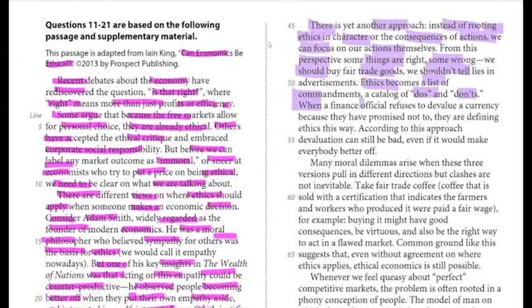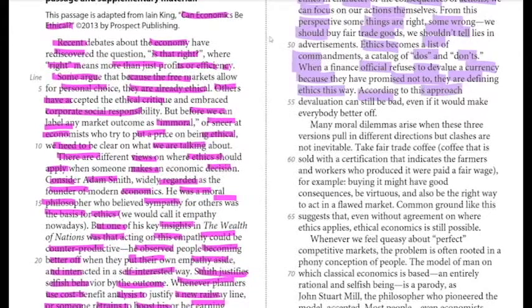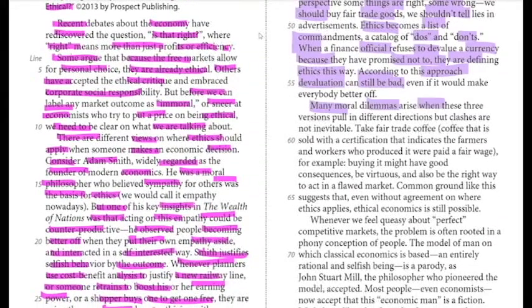When a finance official refuses to devalue currency because they promised not to, they're defining ethics this way. According to this approach, devaluation can still be bad. Many moral dilemmas arise when these versions pull in different directions, but clashes are not inevitable. Take fair trade coffee, for example. Buying it might have good consequences, be virtuous, and also be the right way to act in a flawed market. Common ground like this suggests that, even without agreement on where ethics applies, ethical economics is still possible.